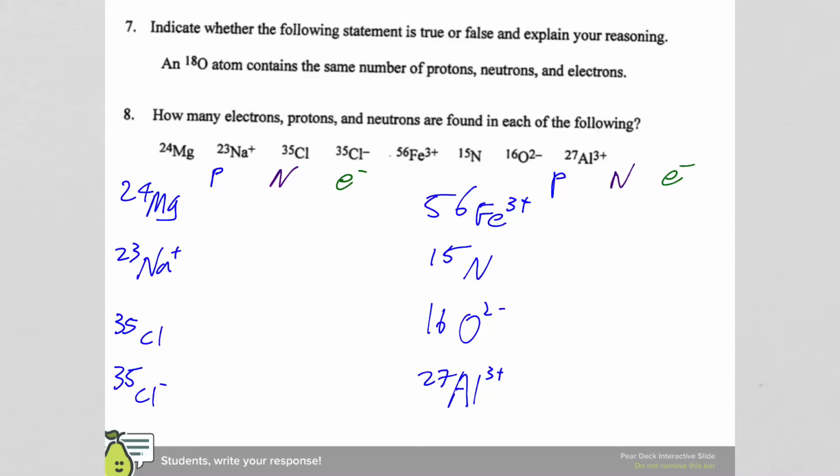Make sure you are on the same question as I am, so you are taking a moment to answer this. An oxygen 18 atom contains the same number of protons, neutrons, and electrons. In order to evaluate this, you must be aware of how to find out each of those pieces of information.